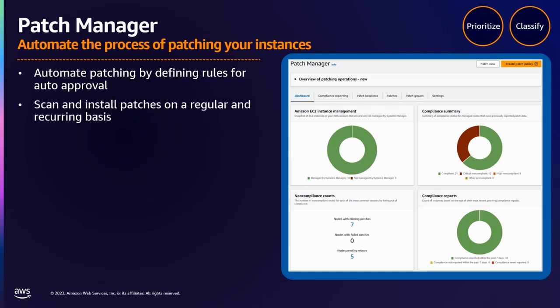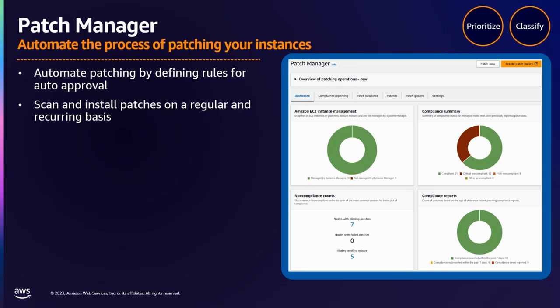So Patch Manager works by automating patching by defining rules for auto approval. So effectively, we let you define what patches are applicable to an instance, which we then have a process which our service takes over and determines what patches are available. And then those patches will either be installed or not installed depending on those rules. So we let you create those rules actually per operating system, and we call those patch baselines. And I'll get into exactly what that is in a couple slides.